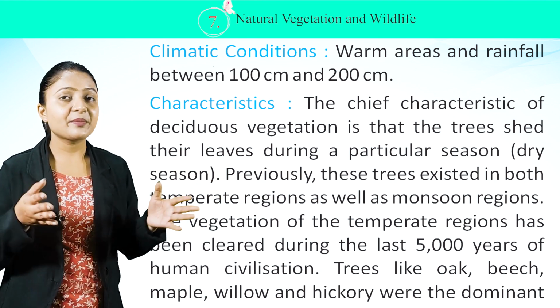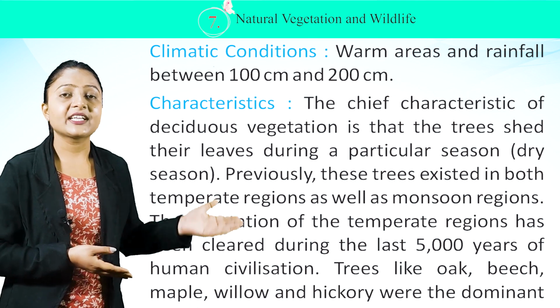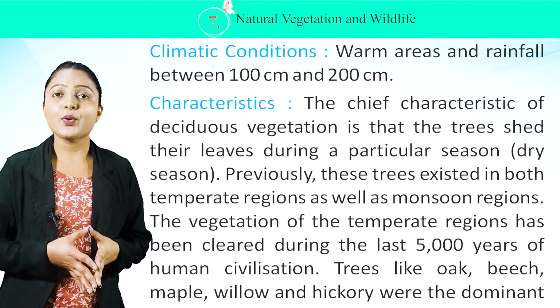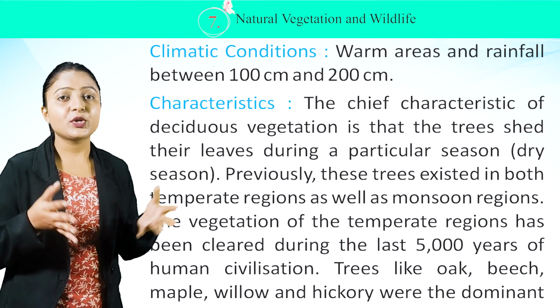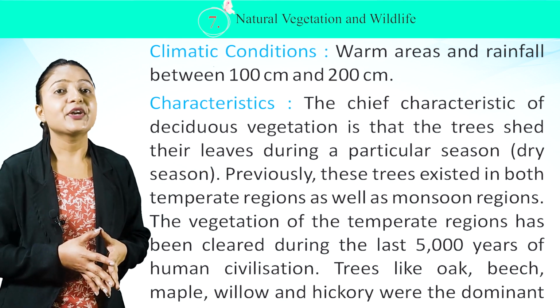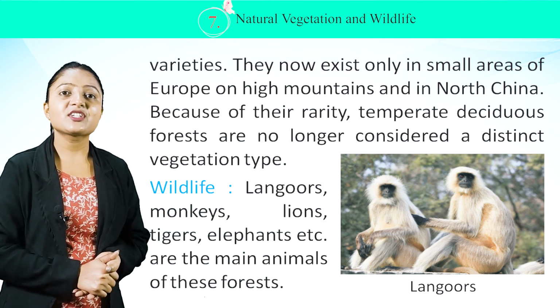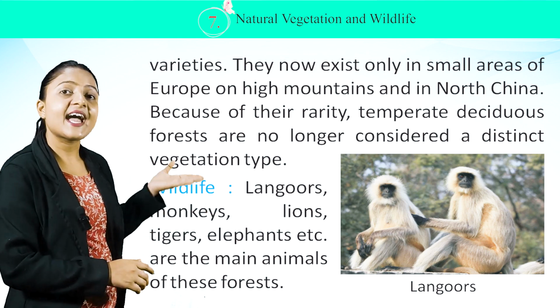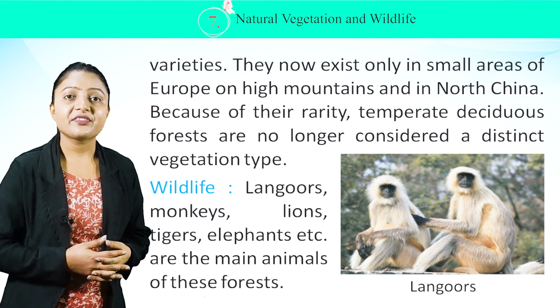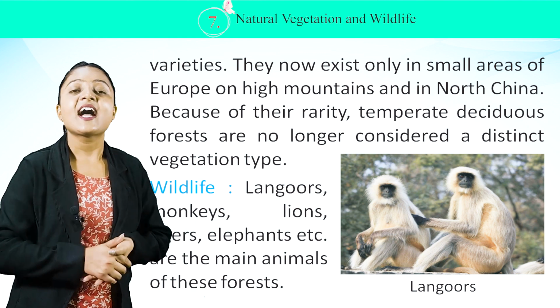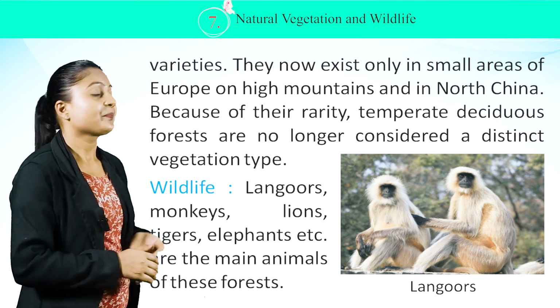The vegetation of the temperate region has been cleared during the last 5,000 years of human civilization. Trees like oak, birch, maple, willow, and hickory were the dominant varieties. They now exist only in small areas of Europe, on high mountains, and in North China. Because of their rarity, temperate deciduous forests are no longer considered a distinct vegetation type.